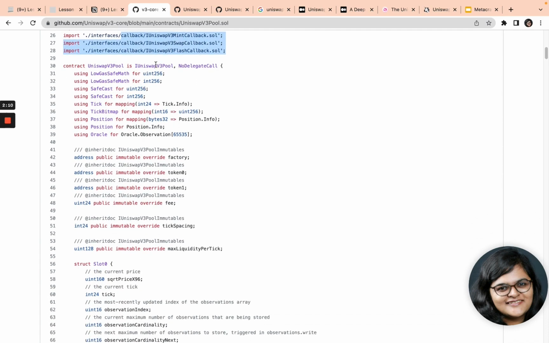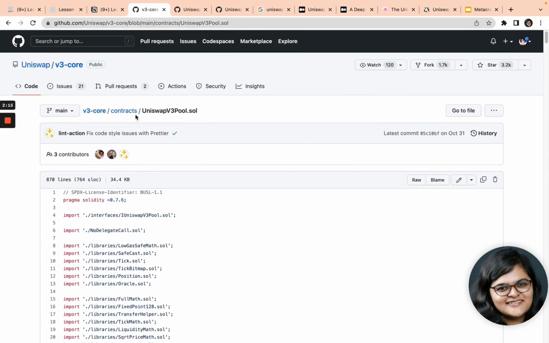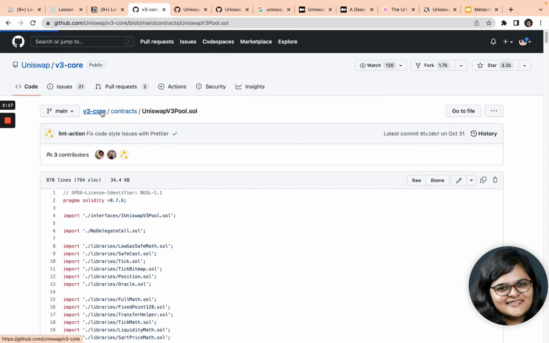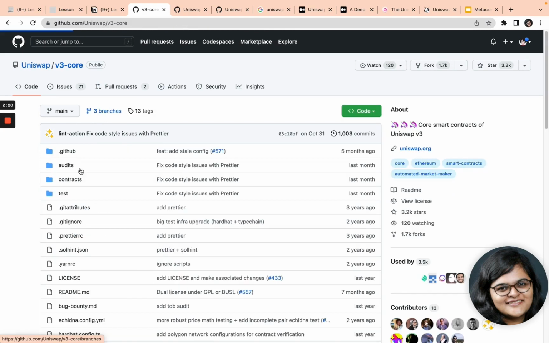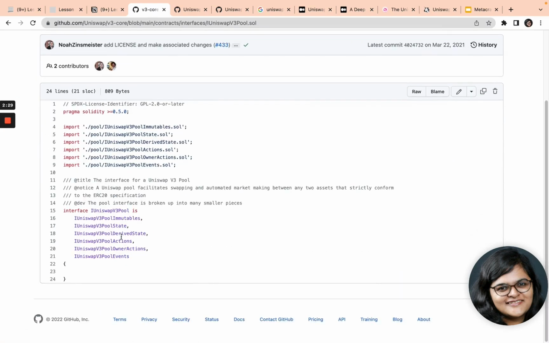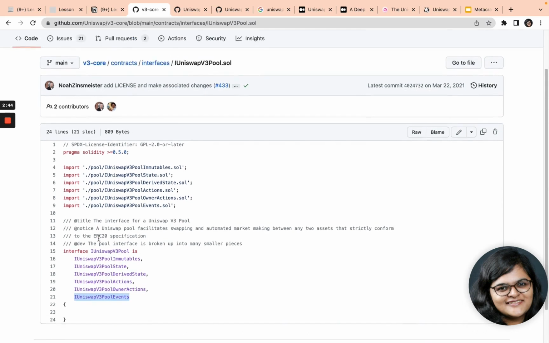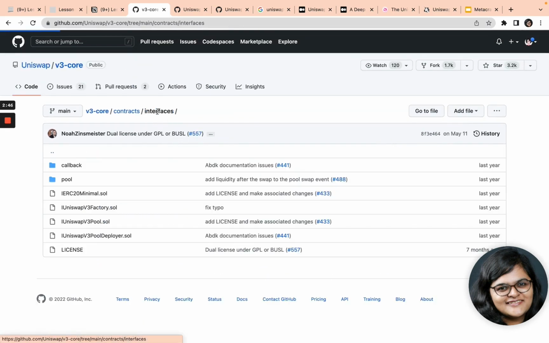Of course, this takes the interface of Uniswap V3 Pool. That means it has to implement all the functions. Let's quickly take a look at this interface and see what the functionality is. At the Uniswap V3 Pool, you can see that it is taking the interfaces from immutables, pool state, derived state, the actions, the owner actions, and the events, right? So it is importing everything from the pool. Let's see here. Okay, you can find all of these interfaces within the pool.